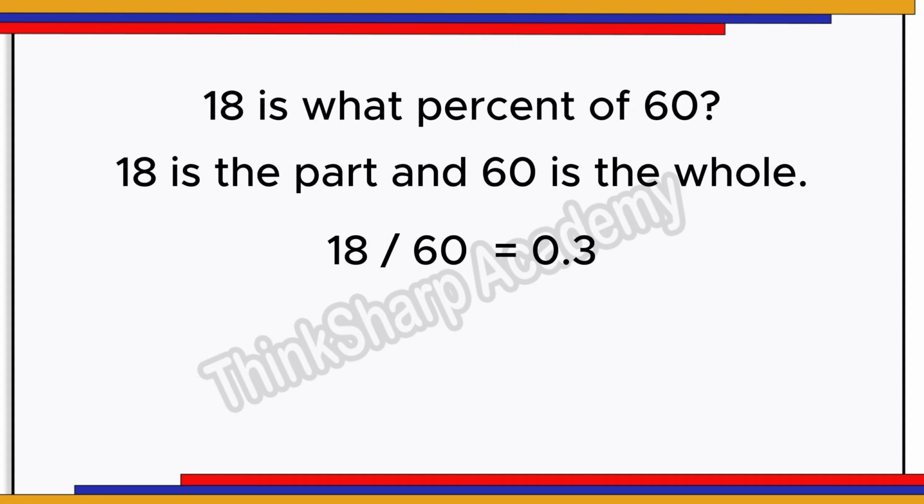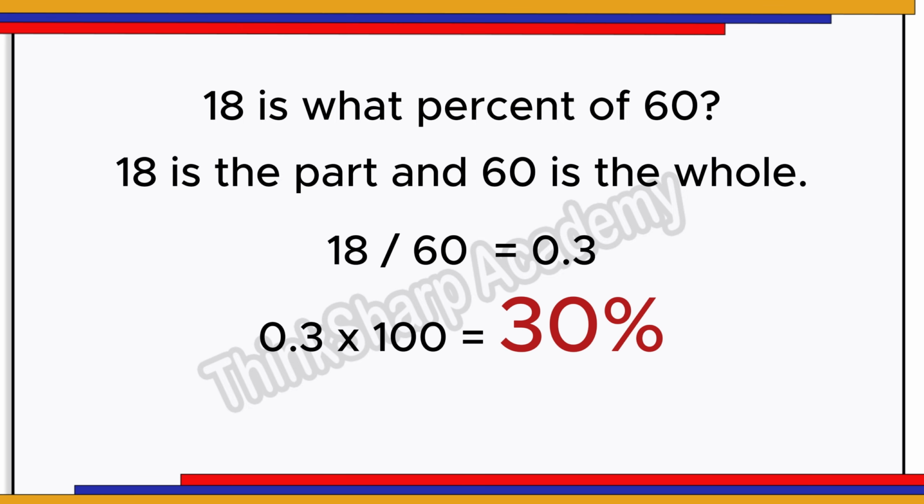Then we multiply 0.3 by 100 to convert it to a percent. 0.3 times 100 equals 30. Therefore, 18 is 30% of 60.